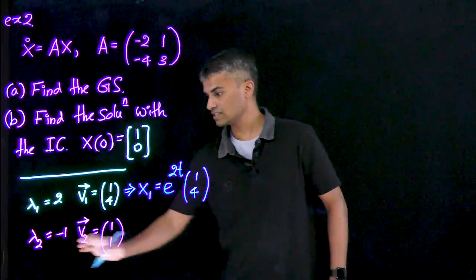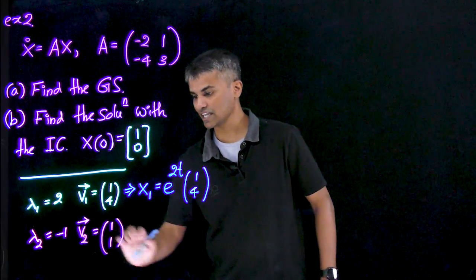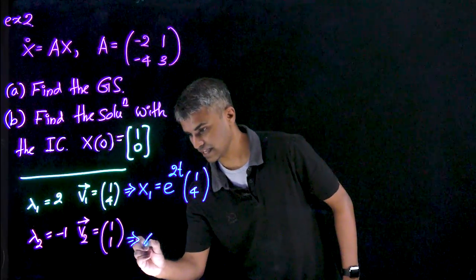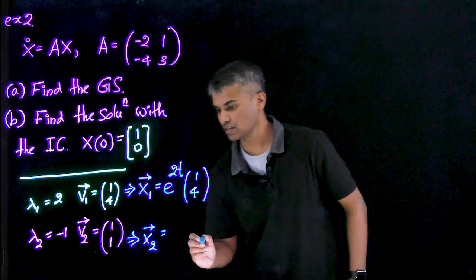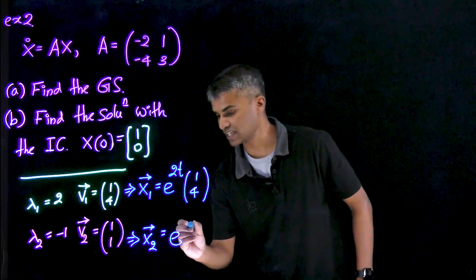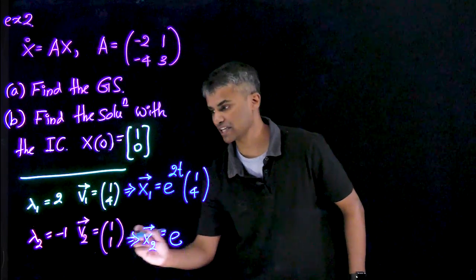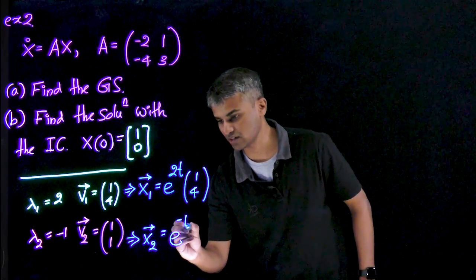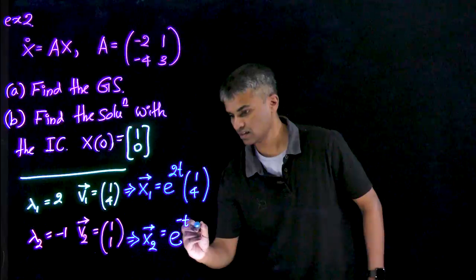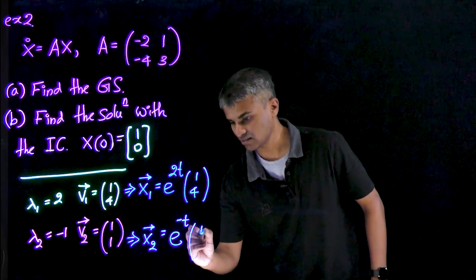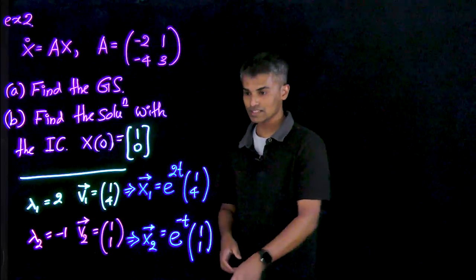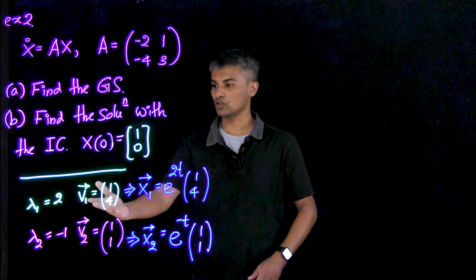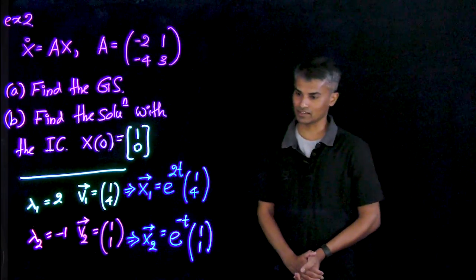The solution that corresponds to this eigenvalue and this eigenvector, which is x2, equals e to the lambda t, but now lambda equals -1, so you have e to the -t times the eigenvector (1, 1). Okay, so these are the two solutions that correspond to the eigenvalues and eigenvectors.